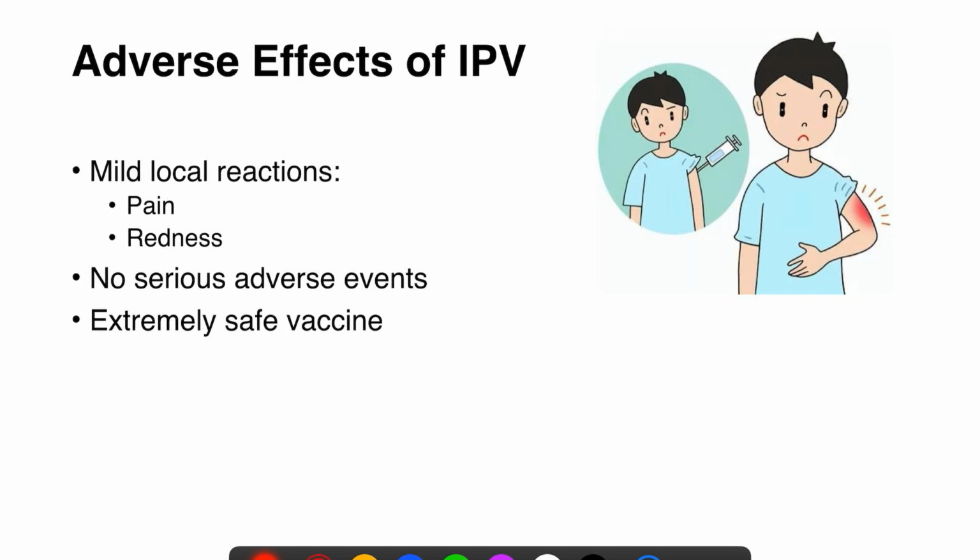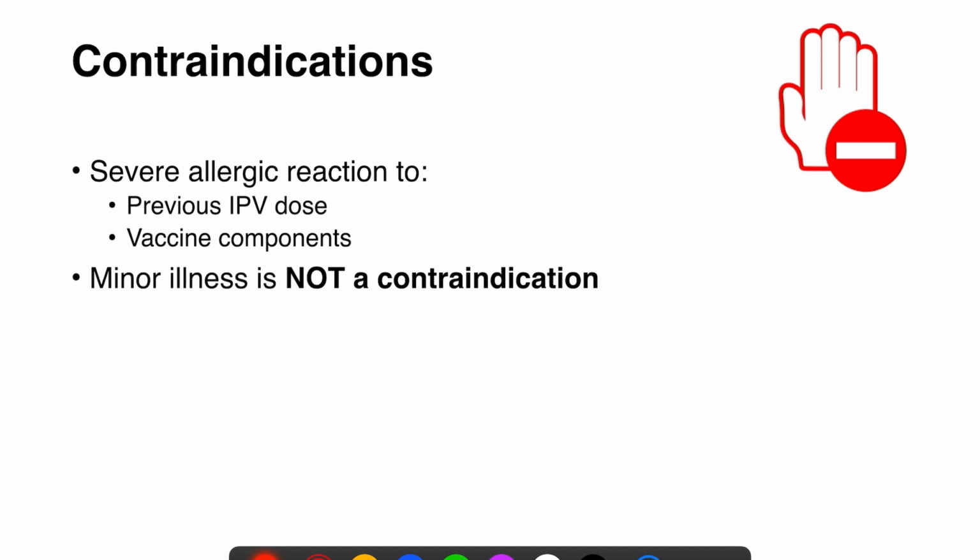Adverse effects of IPV: it is an extremely safe vaccine. Sometimes mild local reactions like pain and redness can occur. Otherwise, there are no serious adverse events. Contraindications of the vaccine include only those situations where there is a severe allergic reaction to a previous IPV dose or to some of the vaccine components. Minor illness is not a contraindication.